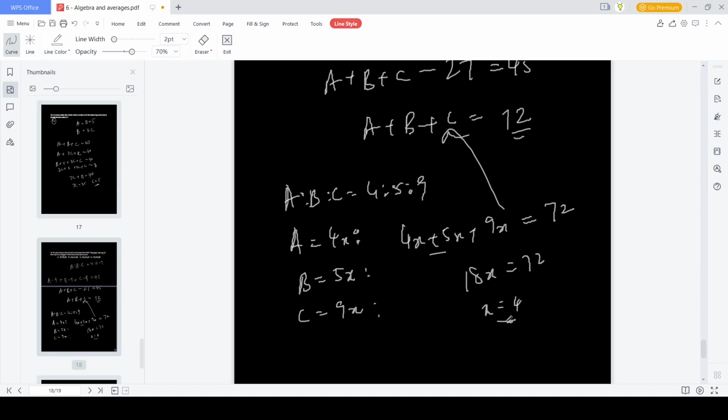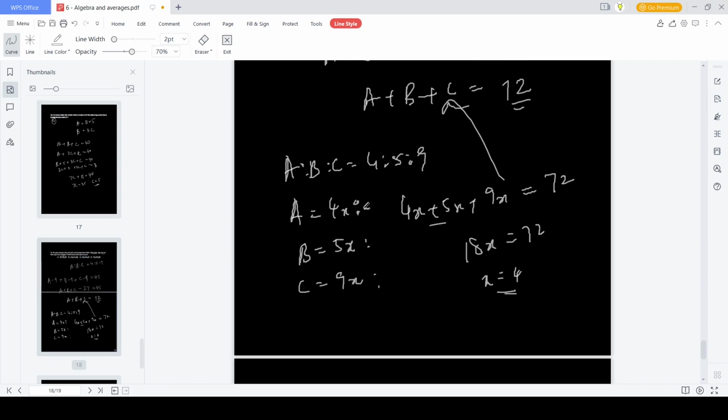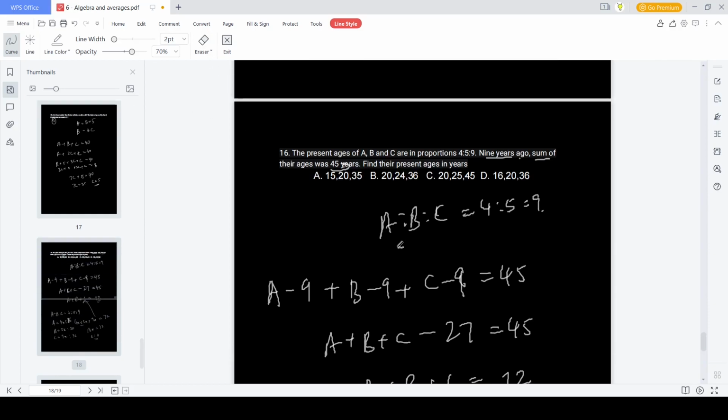So if x is 4, then A's age is 36 right now. Sorry, 4 fours are 16. A is 16, B is 20, and C is 36. So that's the answer. 16, 20, 36. This is the answer.